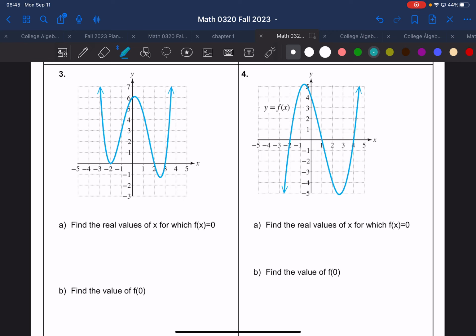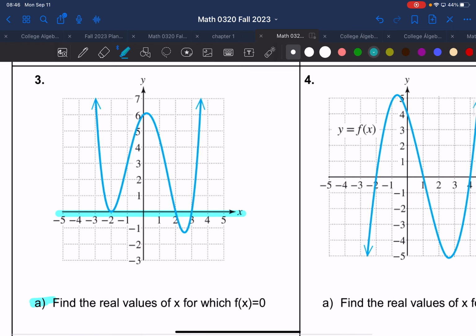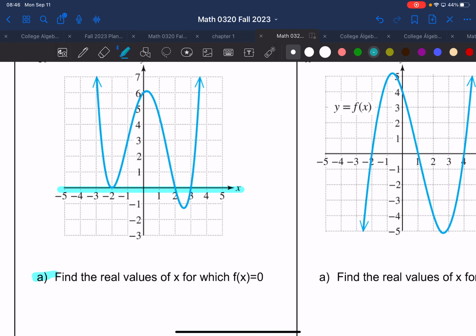So for part A, it says find the real values of x for which f of x is equal to 0. So what is it asking us to find? X-intercept. Good, the x-intercepts. And we know that we can find the x-intercepts by finding where the graph crosses where? Good, the x-axis right here. So for A, we're seeing where this blue line is going to cross my blue line. Okay, so looking at this, how many x-intercepts do we have? 3. We have 3. So we have one here, here, and here.